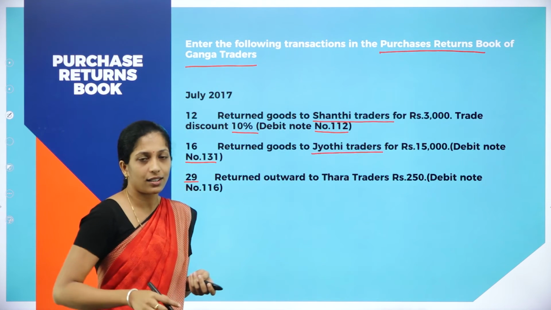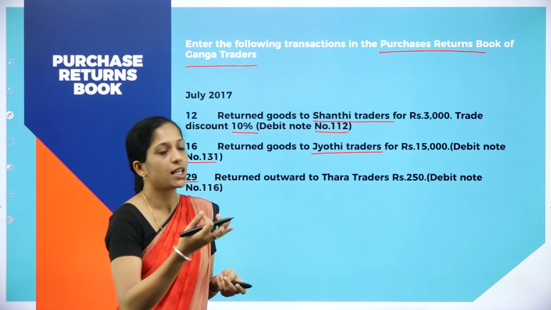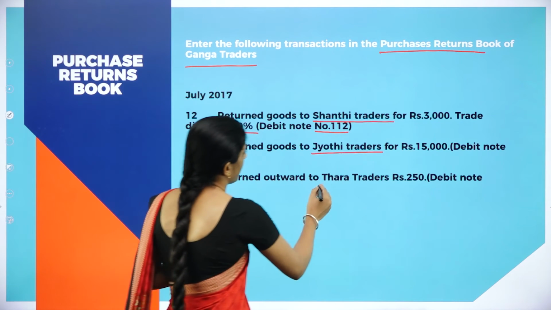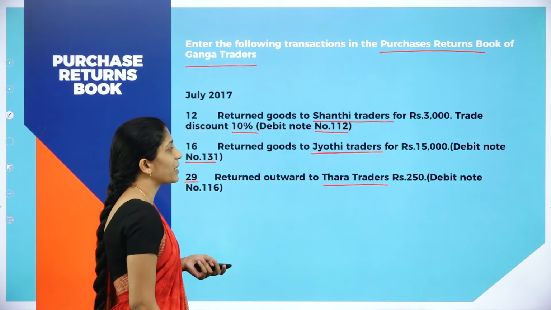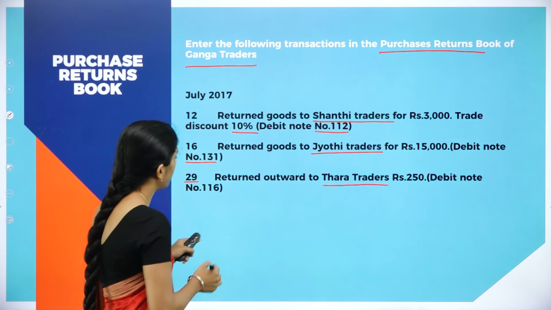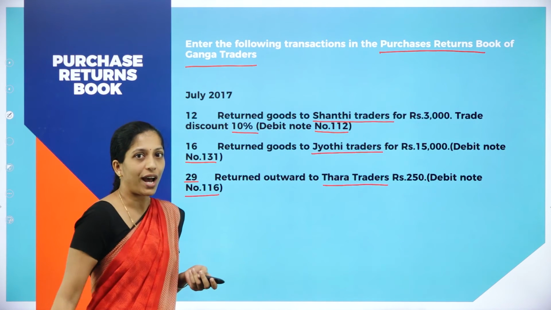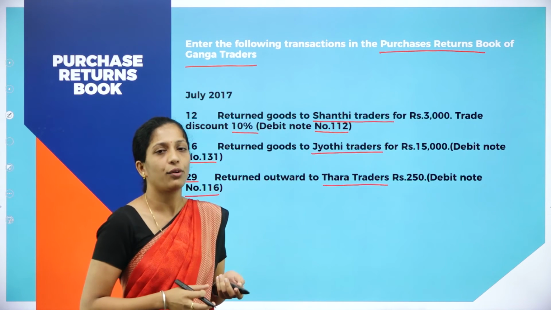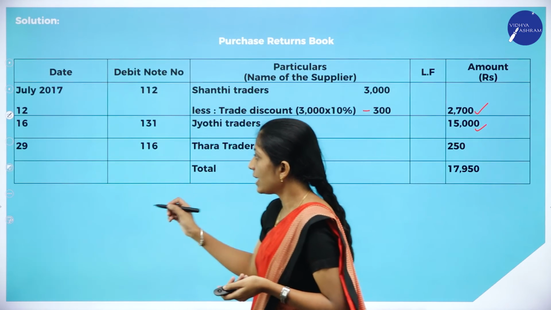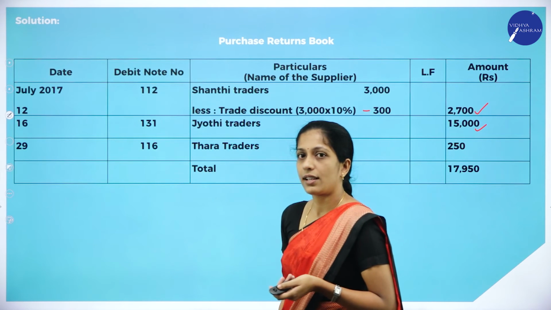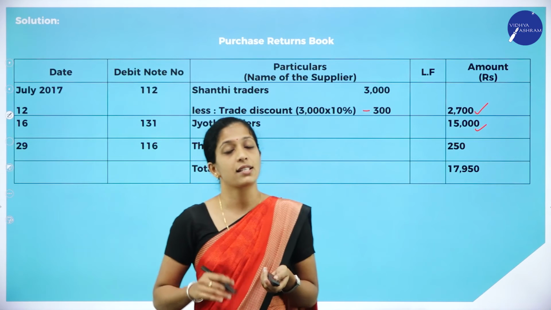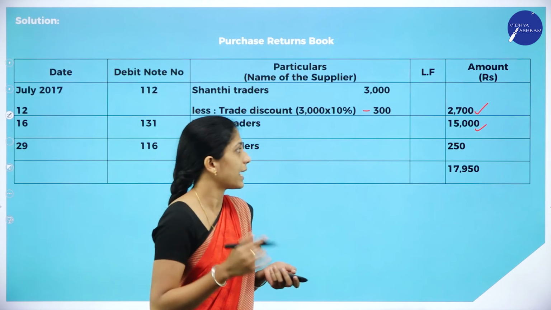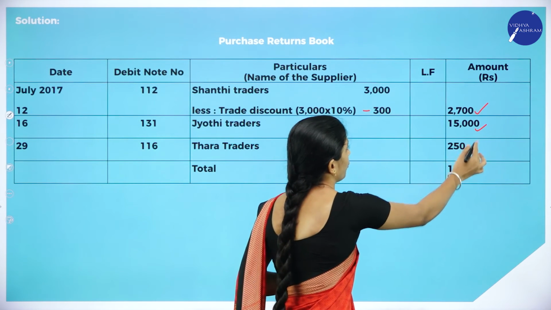Now moving on to the next transaction, that is 29th July 2017. Returned outward. Return outward is nothing but purchase return to Tara Traders. So name of the supplier is what? That is Tara Traders. How much rupees? 250, and they have given debit note number 116. So how to record? First we will write the date, that is 29. Debit note number is 116. Name of the supplier is Tara Traders. Here there is no trade discount, so we can directly write the amount, that is 250.